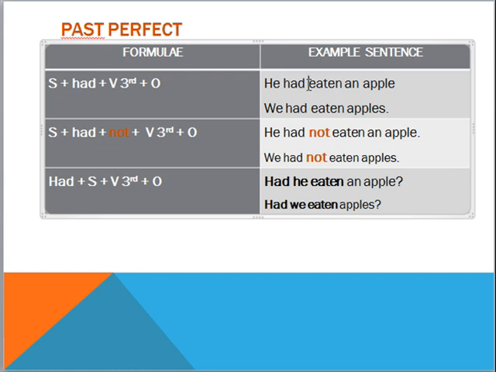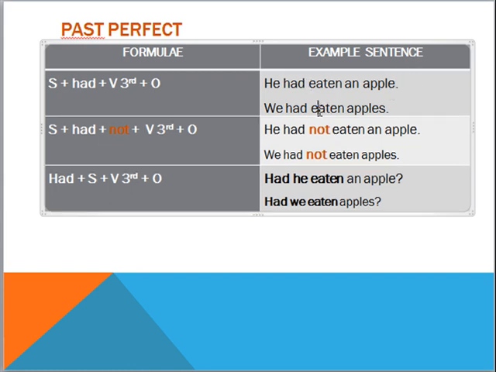So the example sentences are: he had eaten an apple, or we had eaten apples. In negative, he had not eaten an apple, or we had not eaten apples. In interrogative sentence, we bring had in the beginning of the sentence. So it is: had he eaten an apple, or had we eaten apples.